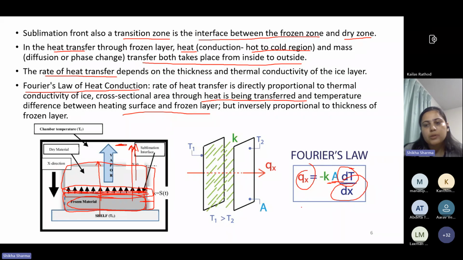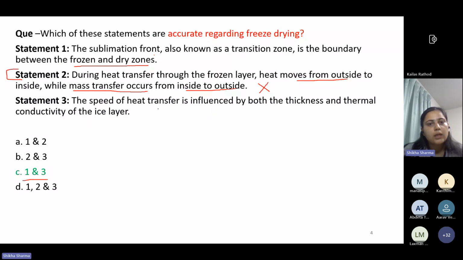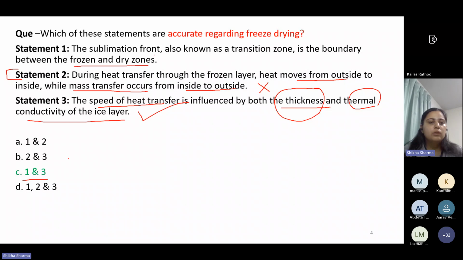So this is our formula, and statement 3 is saying that the rate of heat transfer is inversely proportional to the thickness and directly proportional to the thermal conductivity of the ice layer. So it is also true. So option C is correct here, not A and D.